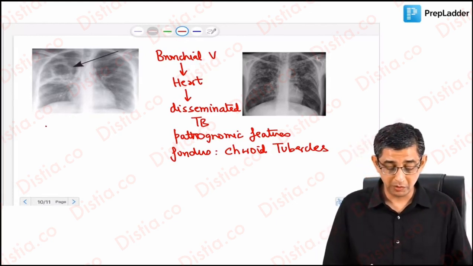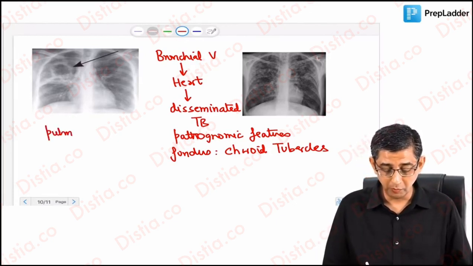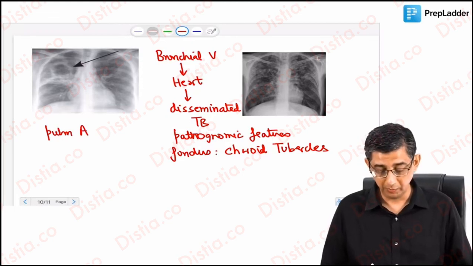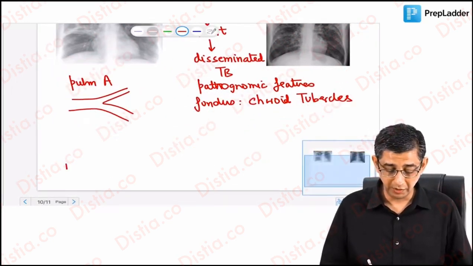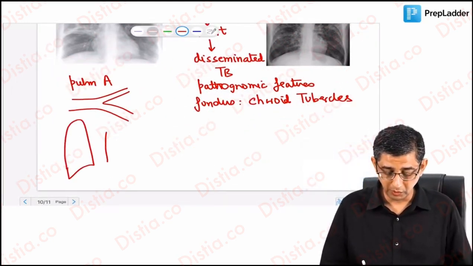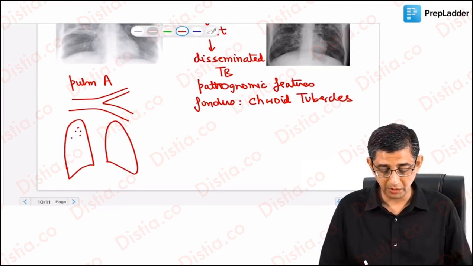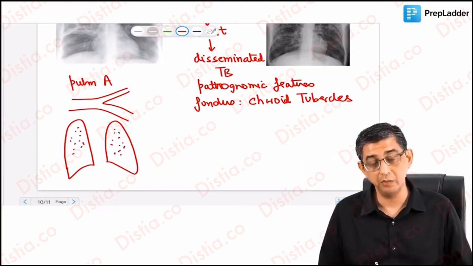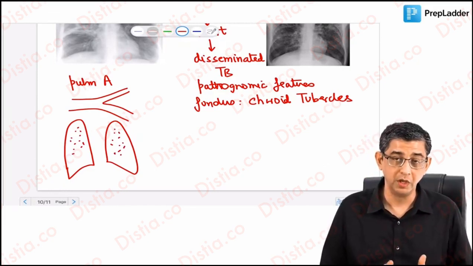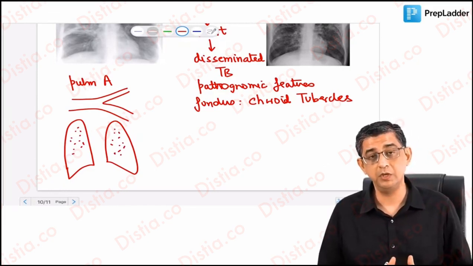In fact, there can also be a possibility that the disease can erode into the pulmonary artery, and the pulmonary artery branches into two. So now you can imagine that the disease will spread to both the lungs, and this will result in the development of miliary tuberculosis. So I said two types of dissemination occur. One is into the systemic circulation, the second is into the pulmonary circulation. Both can occur, or either of the two. Both of them are examples of dissemination of the disease.